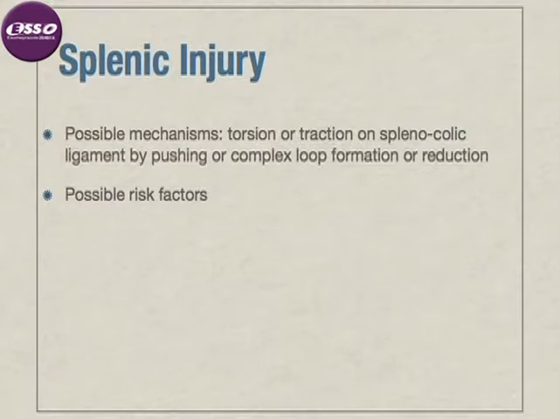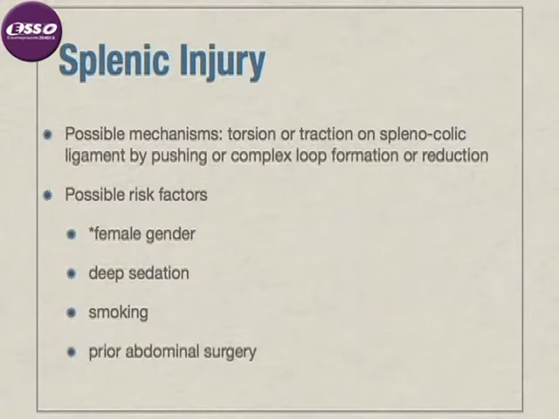Risk factors for splenic injury include female gender and possibly factors such as deep sedation, cigarette smoking, and prior abdominal surgery with adhesion formation around the spleen. However, only female gender is established as a definite risk factor, with about 3/4 of reported cases occurring in women. There is no established rule for how to avoid splenic injury during colonoscopy. My anecdotal recommendation is to be cautious and gentle with application of torque when the colonoscope tip is proximal to the splenic flexure and there are loops in the instrument.